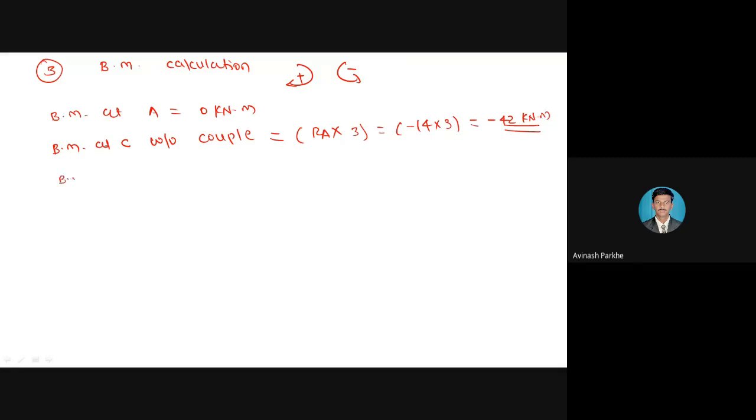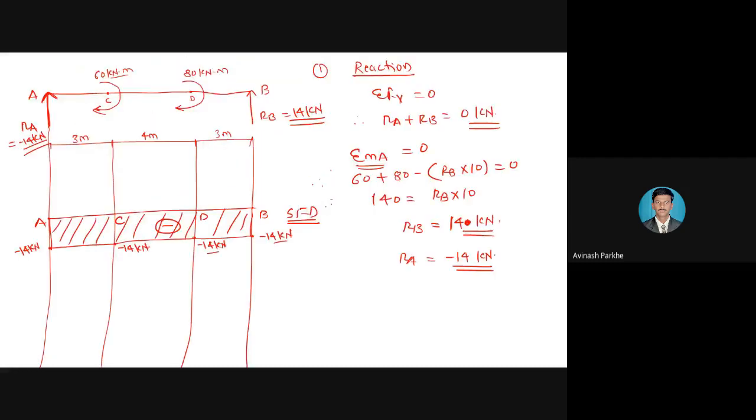Now at same point, bending moment at C with couple. Without couple, already I have calculated minus 42. With couple, if I consider the effect of couple, whether I take the positive value or negative value depends according to the direction of couple.